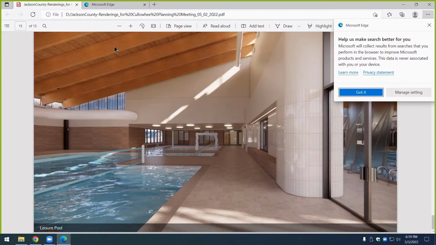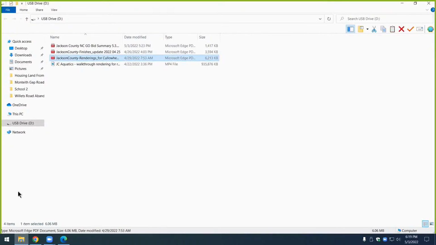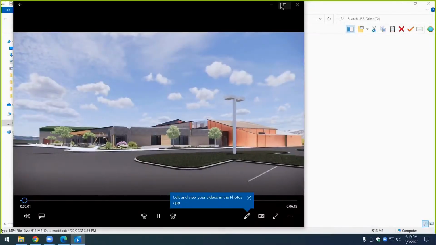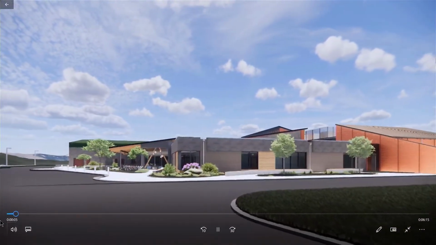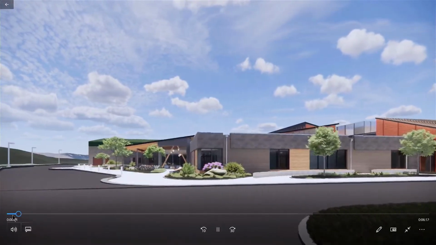And if the board will bear with me, I did show one other element to the council that you all have seen a version of this, but I thought I'd just take you through it real quick. And this is a virtual walkthrough of the facility itself. Now, instead of waiting for it to walk through, I'm just going to drag us through it so we can walk through the facility a little bit quicker.